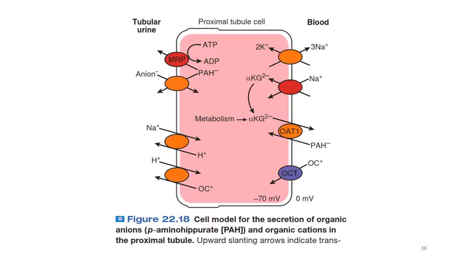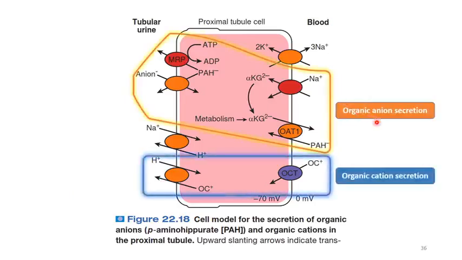There are important mechanisms for secretion of organic anions and organic cations in the proximal tubules. In the basolateral membrane, there are organic cation transporters and organic anion transporters, and in this way these organic anions or cations enter the cell, and by another mechanism in the luminal membrane, they are secreted into the lumen, and in this way they can be eliminated from the body.